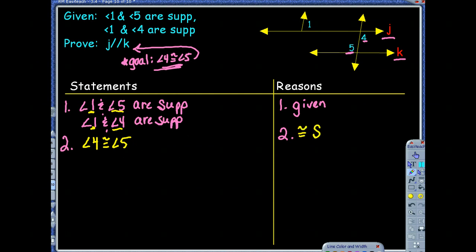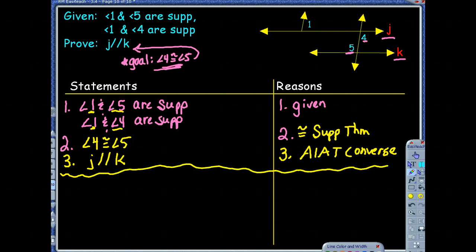Not a lot of my students loved that one because it was a harder one to really take in. So if you see that, you're welcome to use it as a reason here, but not everybody is going to see that. Let's do this proof with that, and then do it again without it. If I knew that, then in step 3 I could say J is parallel to K, because of the alternate interior angles theorem converse. That theorem does cut out some steps.